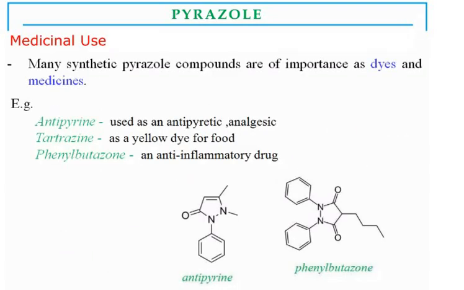Now, medicinal uses of pyrazole. Many synthetic pyrazole compounds are of importance as dyes and in medicine. Antipyrine is used as an antipyretic analgesic, tartrazine as a yellow dye for food, and phenylbutazone as an anti-inflammatory drug. You can see the structure of phenylbutazone and the structure of antipyrine.